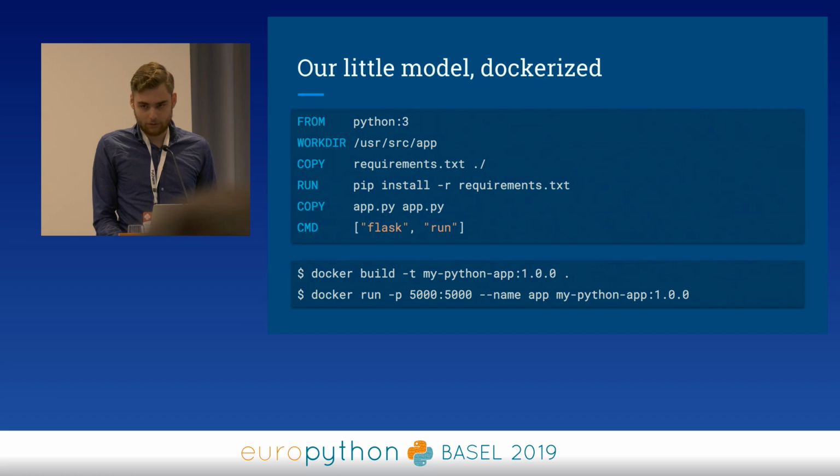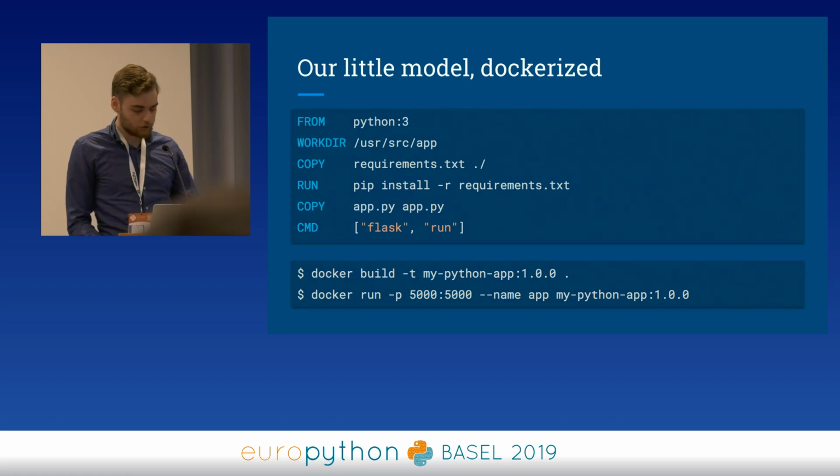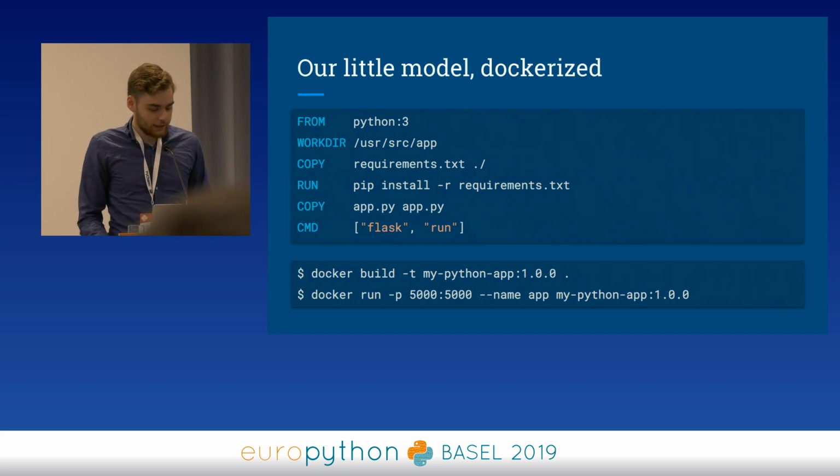So let's Dockerize this. We start by picking our base image. In this case, we'll use the Python 3 base image. We will copy in our requirements, in this case scikit-learn and Flask, and then run pip install on these requirements, and then also copy in the files we need and do the exact same thing as we did before.